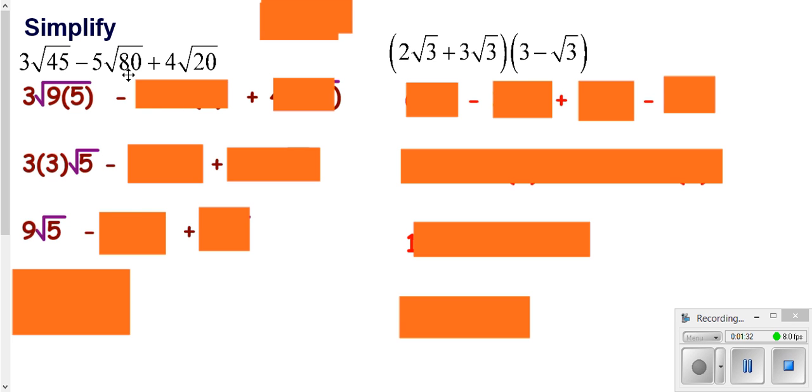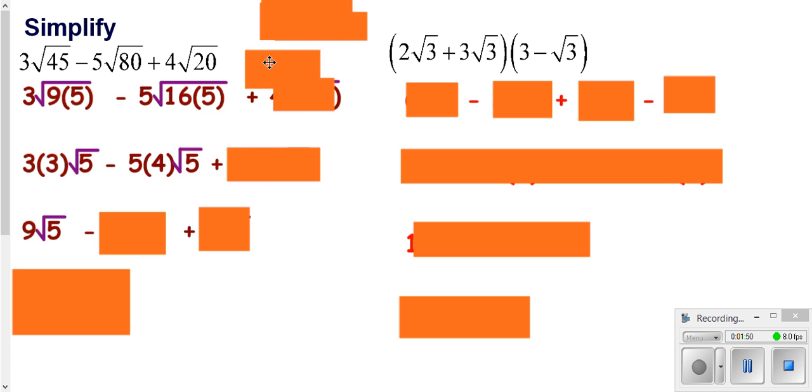Looking here, I have not 180, but 80. Looking at factors of 80 that are perfect squares, well, that's a 16 and a 5. 16 is a perfect square, so I can simplify that. The 5's not, so that stays hanging out in the root. So the square root of 16 is 4, still with that root 5. So that gives me 20 of those root 5s.